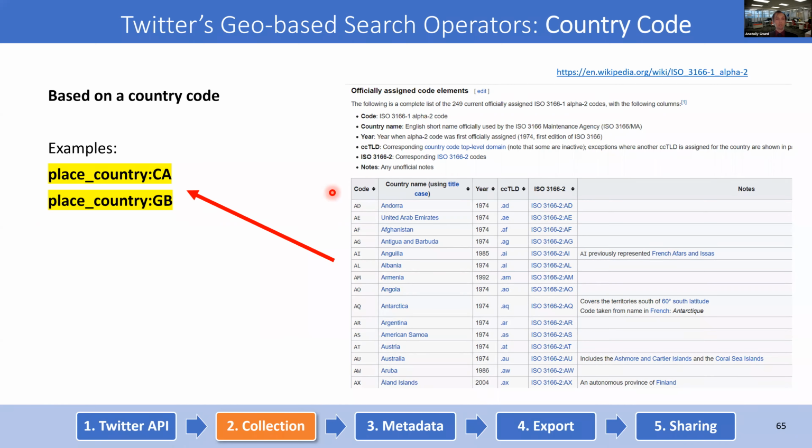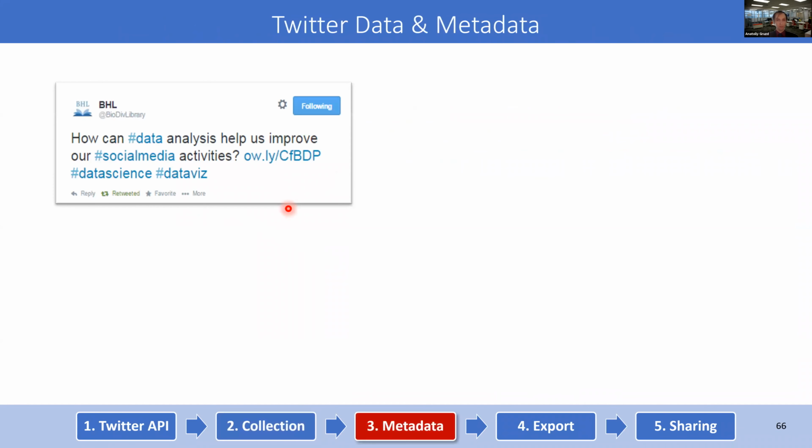All you need to know is the identifier, the code for the particular country you want to study. For example, if you want to have geocoded tweets on a particular topic from Canada, you just need to add place_country colon CA, the code for Canada, to your search. If from Great Britain, it will be GB, and so on. This uses a standardized coding schema from ISO for country codes. There's a Wikipedia page listing all of those codes.